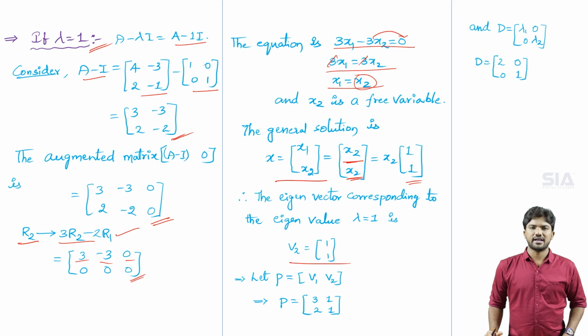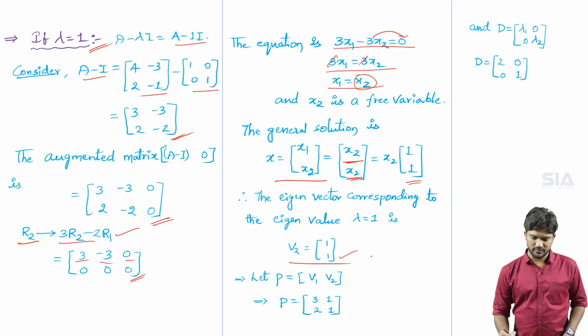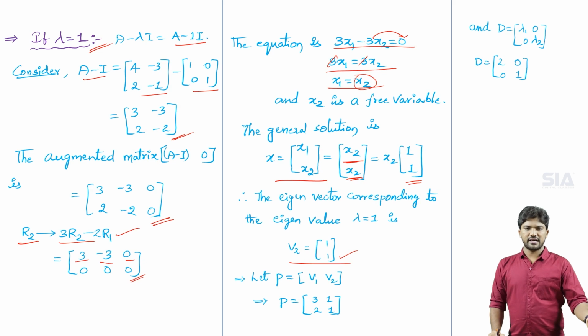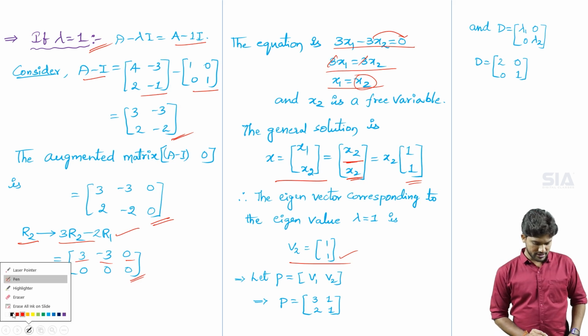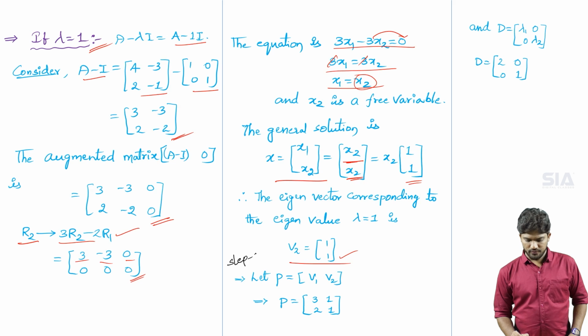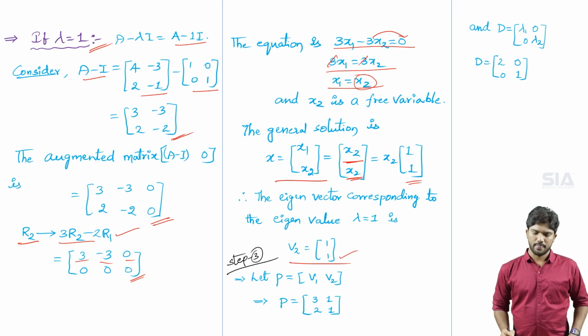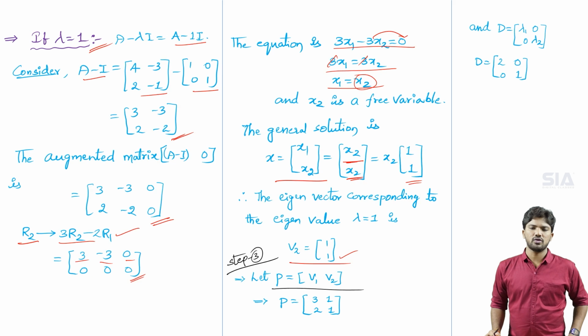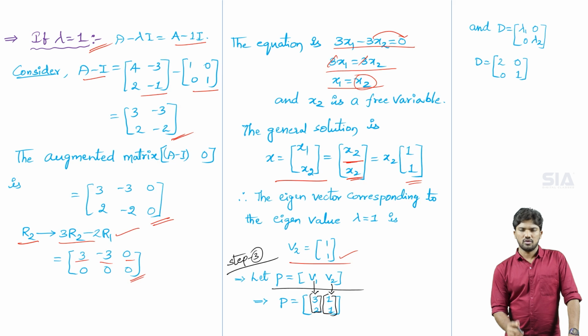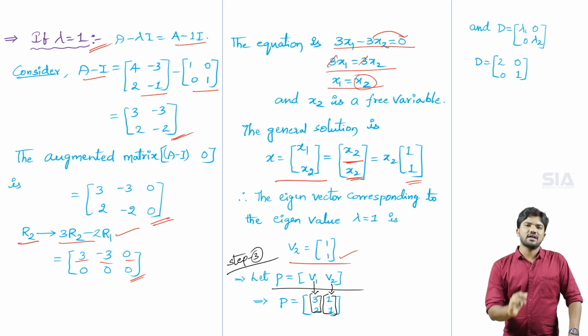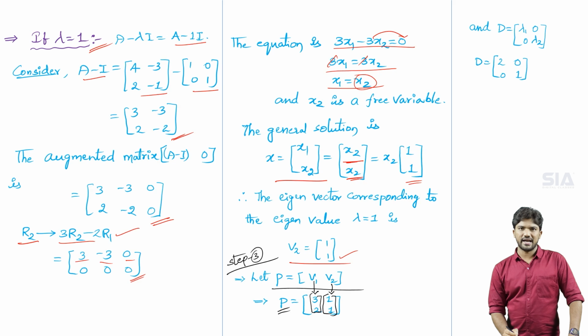So therefore the eigenvector corresponding to the eigenvalue lambda = 1 is v2 = (1, 1). In the previous case we have lambda = 2, and here lambda = 1. We got two eigenvectors. Now step 3 is nothing but construction of the invertible matrix P. Let capital P = [v1 v2], where v1 is the first eigenvector and v2 is the second eigenvector. This column matrix we can take as v1, this column matrix as v2. Only eigenvectors are the columns of the invertible matrix capital P, from the diagonalization theorem.